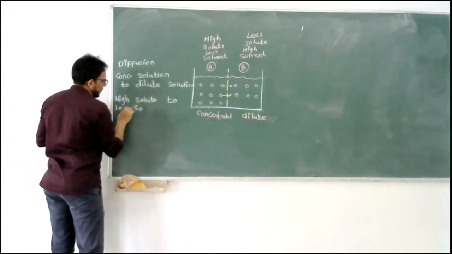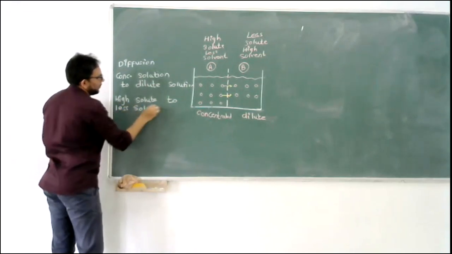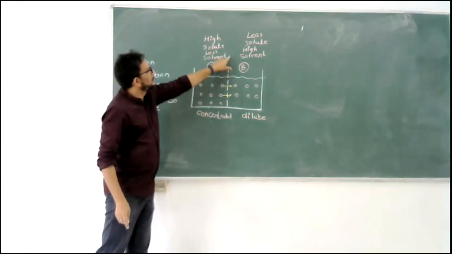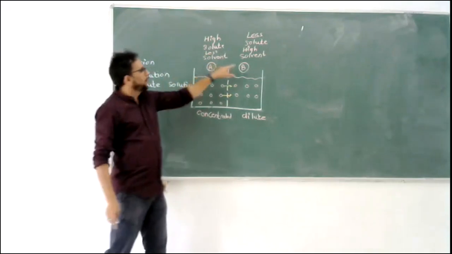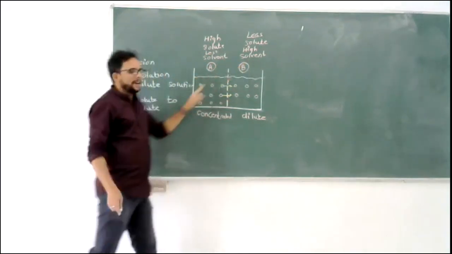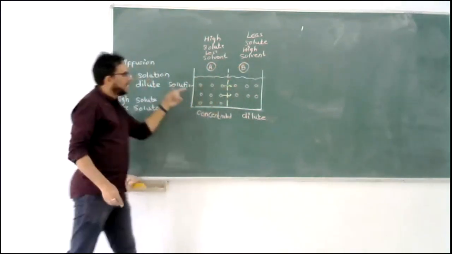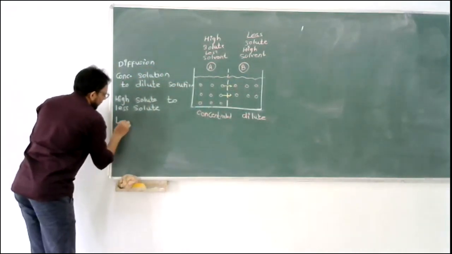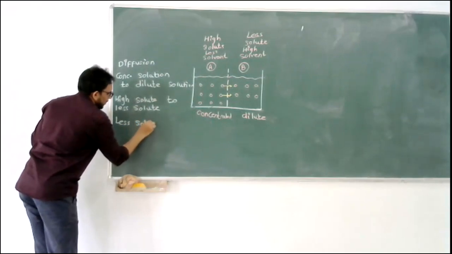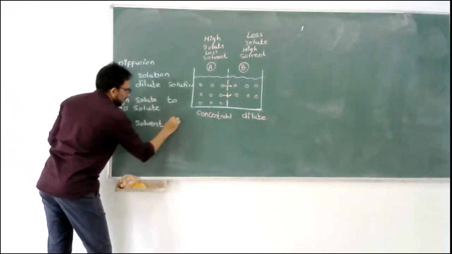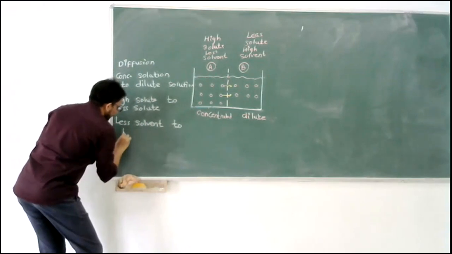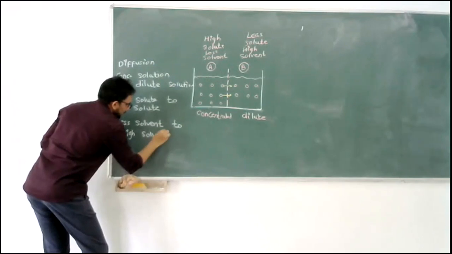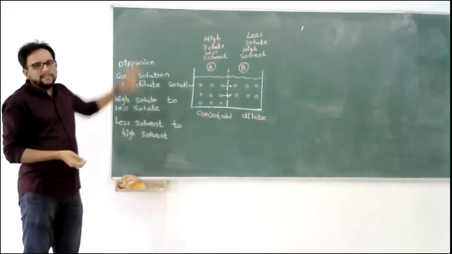Less solute, right? Or in other scenario, what we can say, from less solvent side to high solvent side, right? Diffusion direction is always this. We are just interpreting in different terms, right? And then it will be less solvent to high solvent. Okay. I hope this is clear.